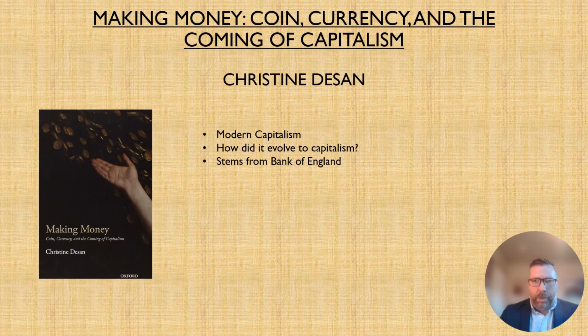Making Money, Coin, Currency, and the Coming of Capitalism by Christine DeSanne. Modern capitalism was significantly influenced by a monetary revolution in England during the late 17th century, where the establishment of the Bank of England allowed private investors to participate in money creation, fundamentally changing the way money was managed and paving the way for a more dynamic market economy based on credit and circulating debt, which eventually spread globally and shaped the modern financial system as we know it today.